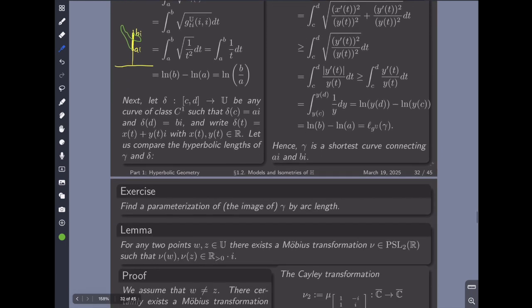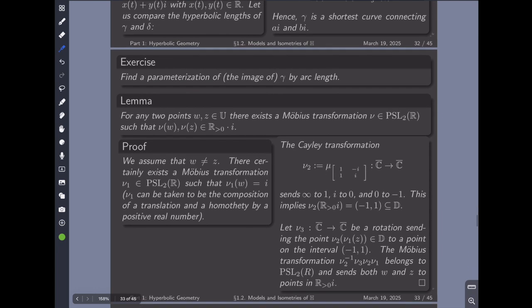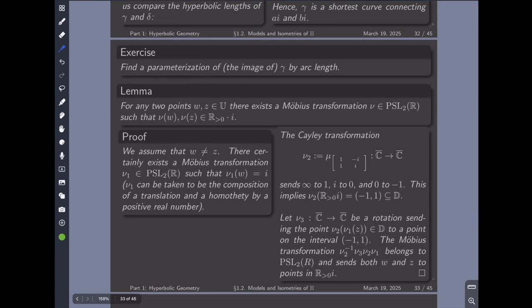Okay, and now what am I going to do? Now at least I know, for points lying on the positive imaginary axis, I know how to compute the hyperbolic distance between them. It's the logarithm of the quotient of their imaginary parts, and find the shortest curve.